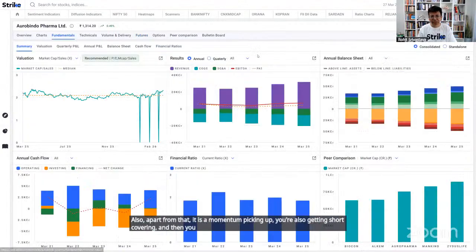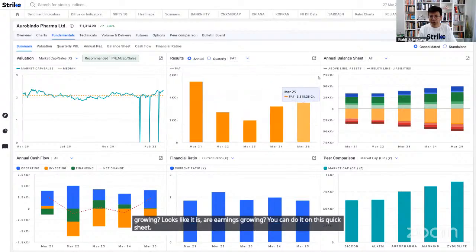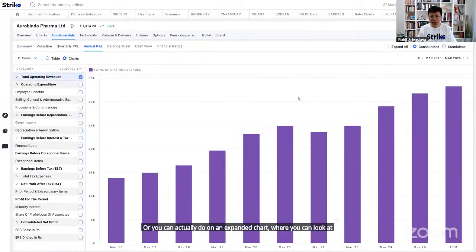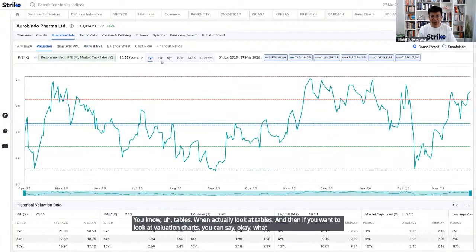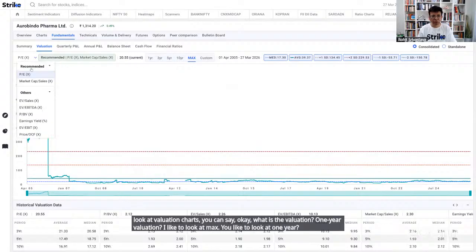And then you can, of course, check the fundamentals. Is our revenue growing? Looks like it is. Are our earnings growing? You can do it on this quick sheet, or you can do it on an expanded chart where you can look at tables. And then if you want to look at valuation charts, you can say, okay, what is the valuation? 1 year valuation. I like to look at max. You like to look at 1 year. You can do that on any ratio.